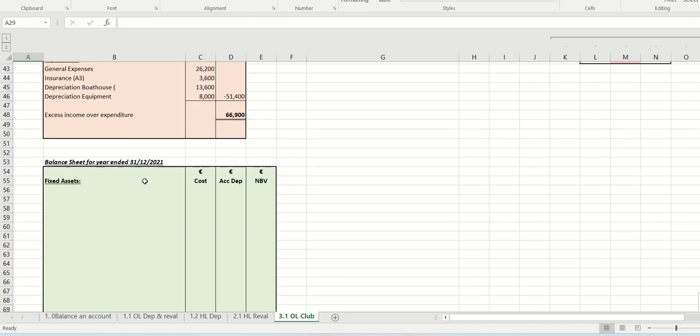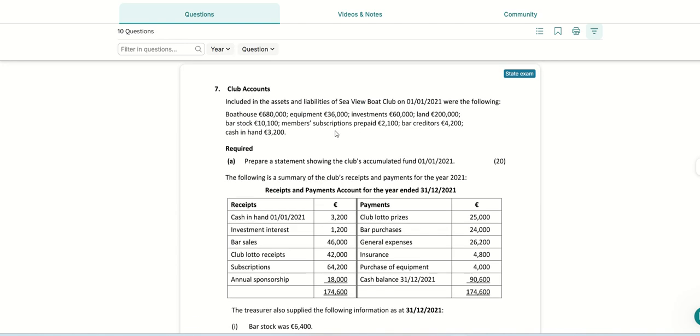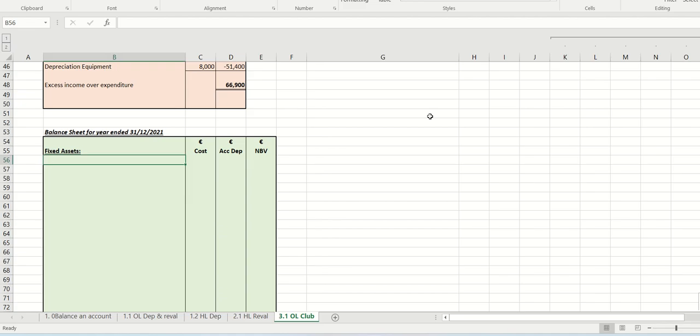Okay, so we're just going to do our little balance sheet here now, and we're entering all our numbers. We have very little to do adjustment wise here. It's just knowing your layout is key. Okay, so we're going to start again with our assets up the top here. We've got the boathouse, the equipment, and the land. Our fixed assets, the things that I own, I'm going to own them for a long time. Boathouse, equipment, land. Okay, so the value of my boathouse, 680,000, hasn't changed since the start of the question.